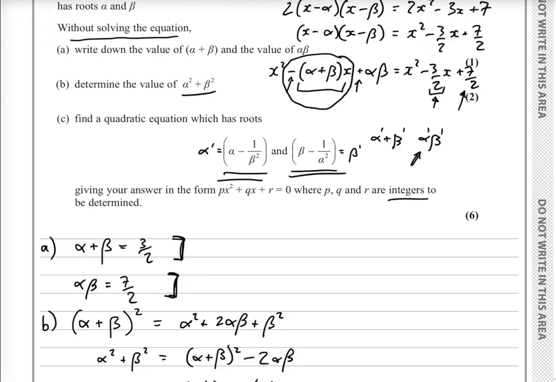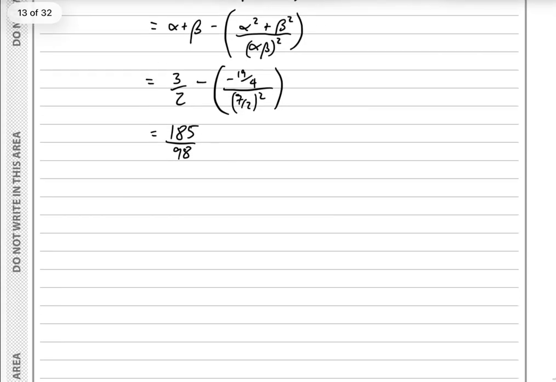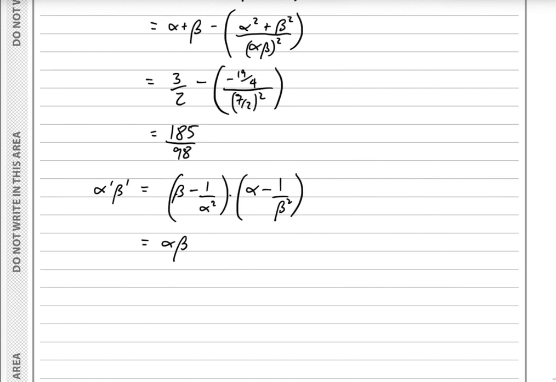And now we need to multiply these two expressions to find the other one. Alpha prime, beta prime: alpha minus 1 over alpha squared times beta minus 1 over beta squared. And that is equal to alpha beta, which we know, minus alpha over alpha squared, so that's 1 over alpha, minus beta times beta squared, or 1 over beta squared, 1 over beta, plus 1 over alpha squared beta squared, which again, we just write as alpha beta, which we know, squared.